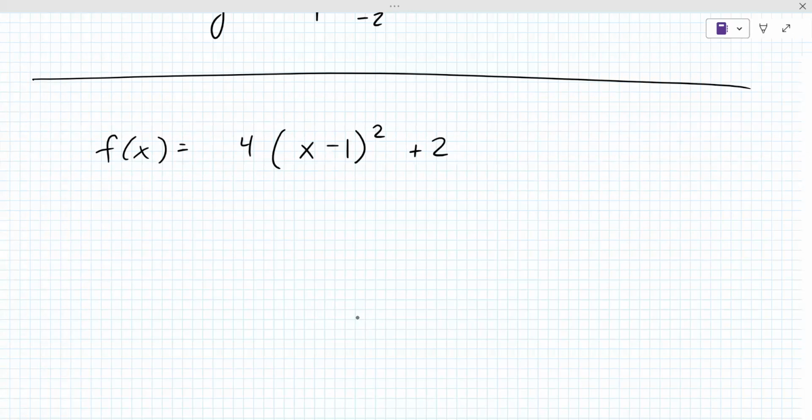So minus 2 equals 4 times (y minus 1) squared. And so divide by 4. Okay, and then so that's x minus 2 divided by 4 equals (y minus 1) squared, and then take the square root.